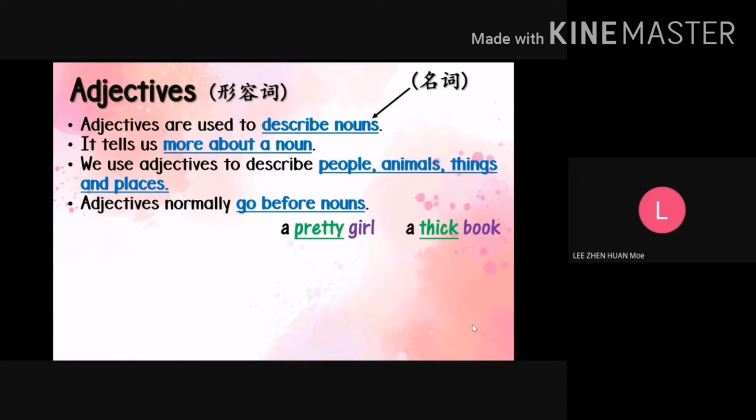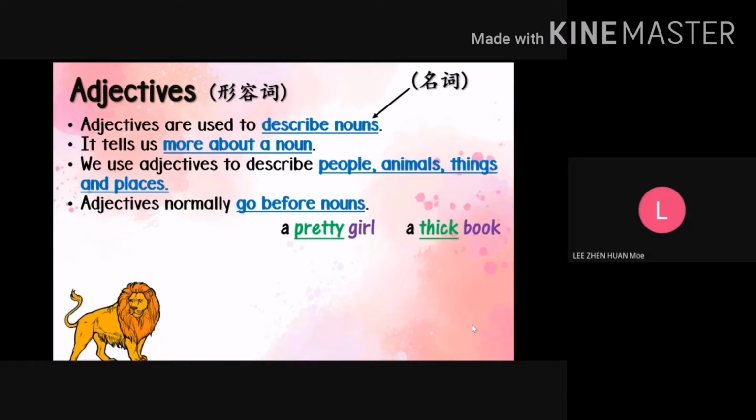Okay, for example, there are two examples here. The first one is a pretty girl and the second one is a thick book. Girl is a noun, in the category of people. The purple color word is a noun and the green color word is an adjective. The pretty here is used to describe the girl. How does the girl look? And then the second one, a thick book. Book is a noun, but it is not people, it is a thing. So you want to describe how the book is. Is it a thick one or a thin one? So we will always use adjectives to describe.